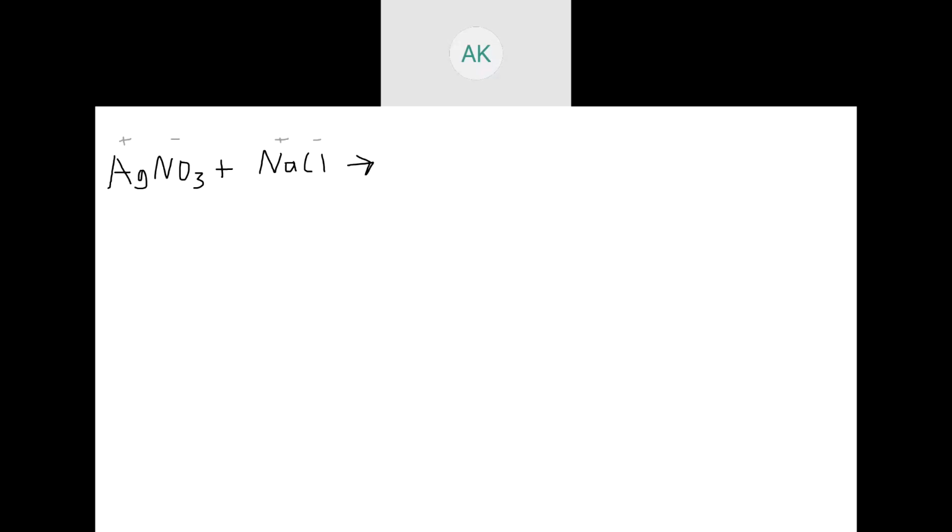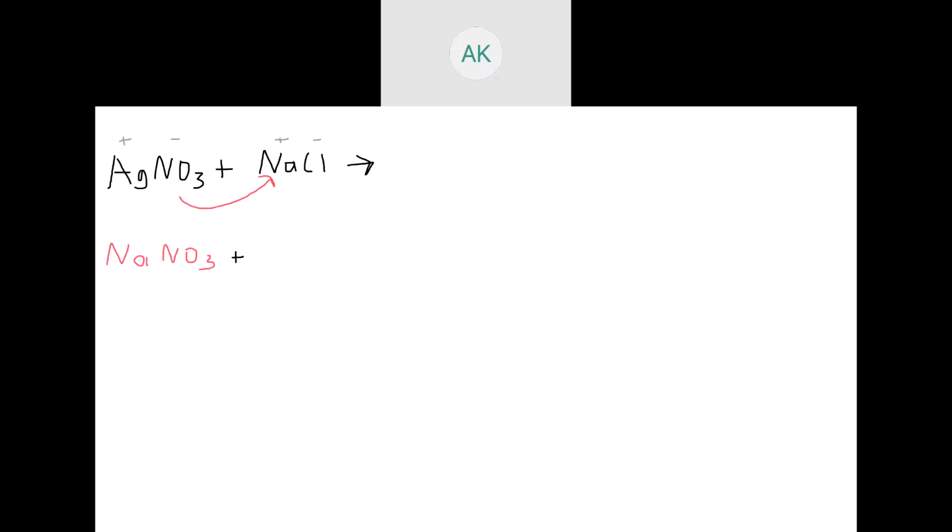For our products, we're going to start with the first molecule, silver nitrate. I usually start with the anion. So we're going to take NO3 and bond it with Na. And remember, the cation goes first, so we're going to have NaNO3. Remember that NO3 stays together because it is a polyatomic.